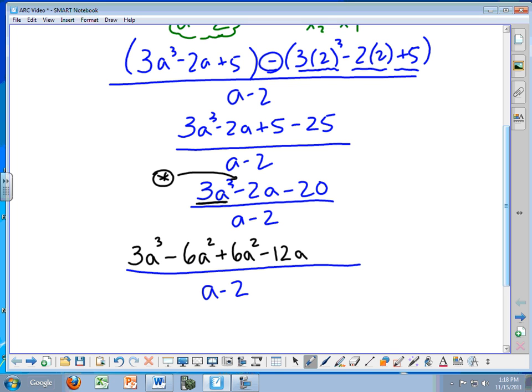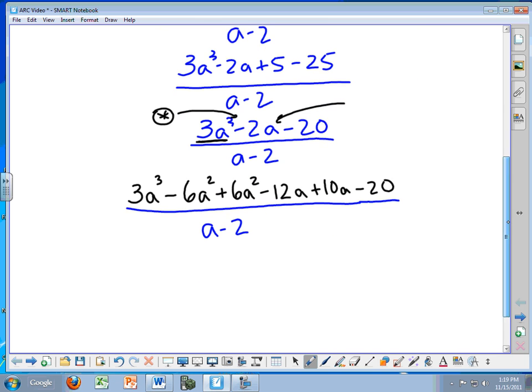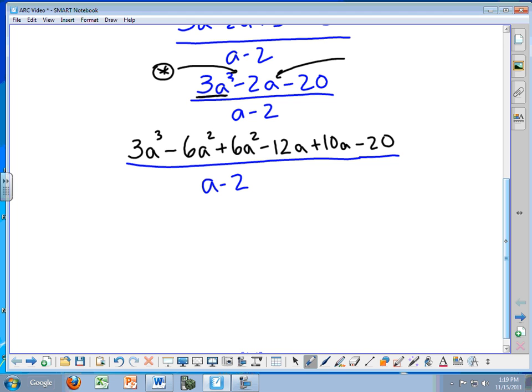But we don't have a minus 12a, we have a minus 2a. So I better add 10a back in to make that negative 2a. And then finally the minus 20. And lo and behold, you'll notice here that a minus 2 is also a factor of the last two. I know there are many other ways to tackle that cubic. You could use synthetic division or long division, but in this case, a unique little solution here.